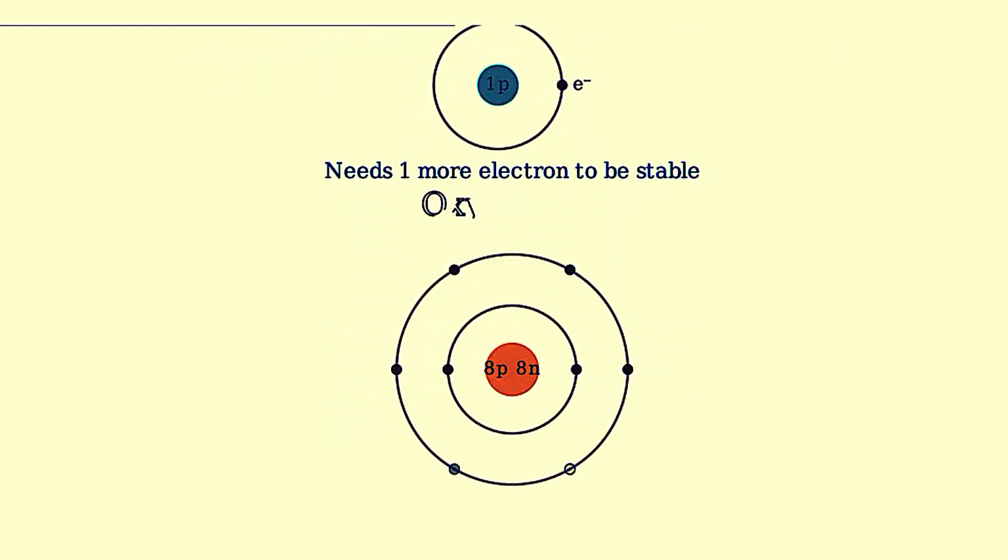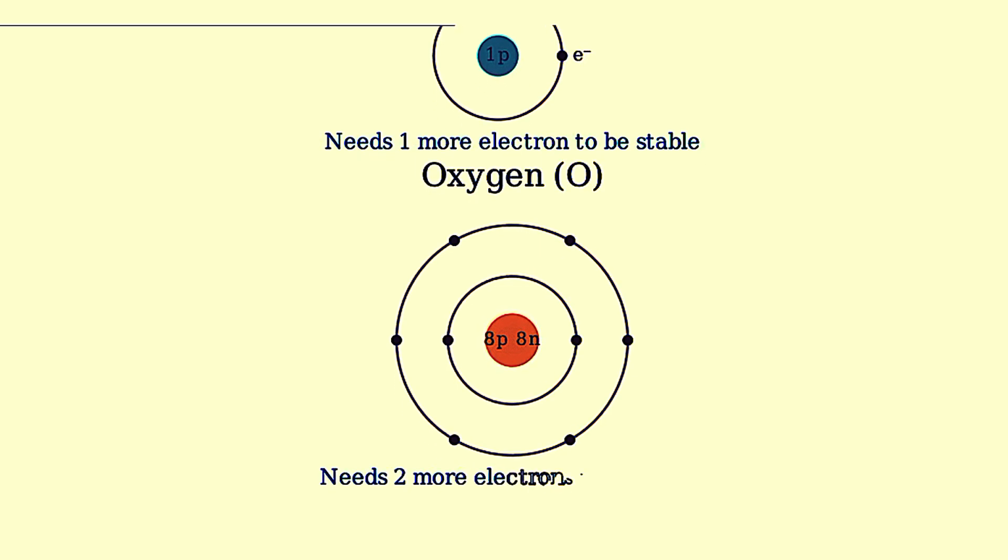Oxygen, on the other hand, has 8 protons in its nucleus and 8 electrons orbiting around it. 2 electrons are in the inner shell and 6 are in the outer shell. According to the octet rule, oxygen needs 8 electrons in its outer shell to be stable. Since it already has 6, it needs 2 more electrons to complete its outer shell.